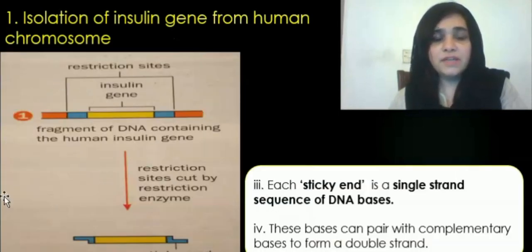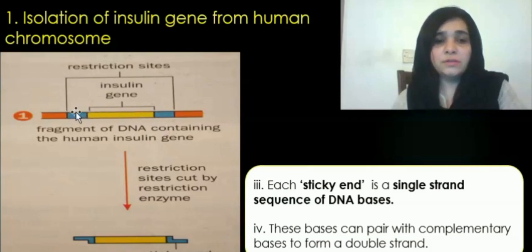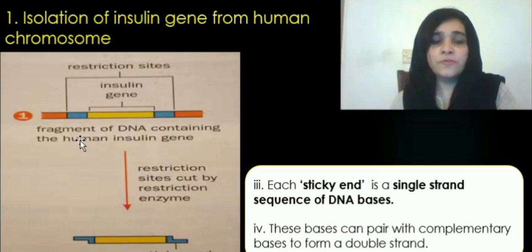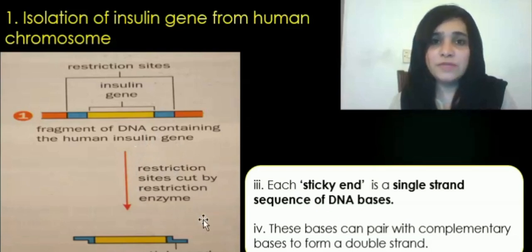So here is a diagram that shows the insulin gene, the yellow one, and the restriction sites, blue in color, shown on both sides of the gene. This is the fragment of DNA containing the human insulin gene. The whole fragment is the human DNA fragment and the insulin gene is located here. What happens is that sticky ends are produced with the help of the enzyme known as the restriction enzyme. The restriction sites are cut by the restriction enzyme. So here the restriction enzyme will act, the blue area. Once the enzyme acts, as a result, sticky ends are produced.